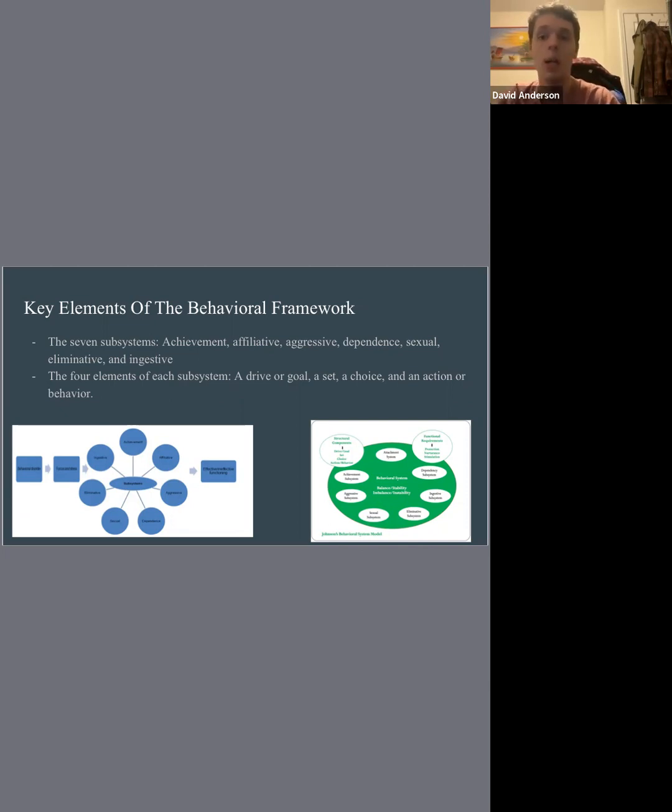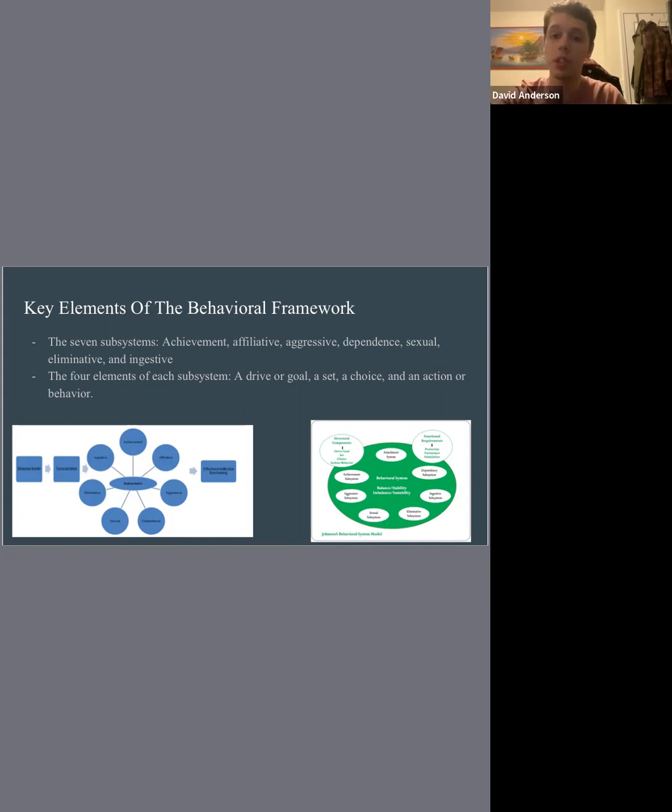Choice are options that are available for the patient to meet their goals. So can they make this decision? What options do they have to meet their goal? And action is the final element, and that is the consequence of the last 3 components. Did they reach their goal? Did they cause issues? Did they not meet their goal because of this?